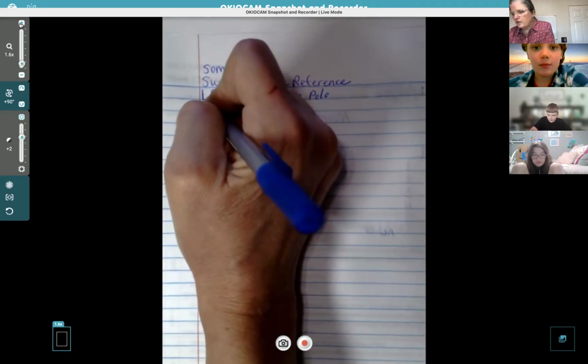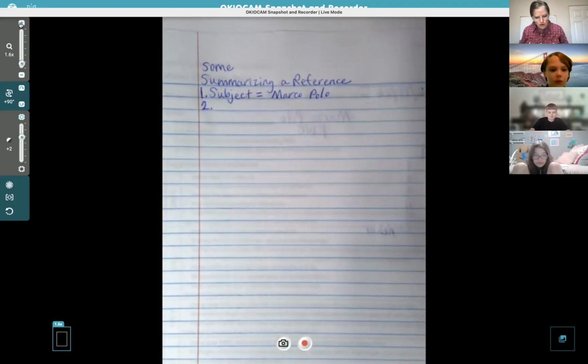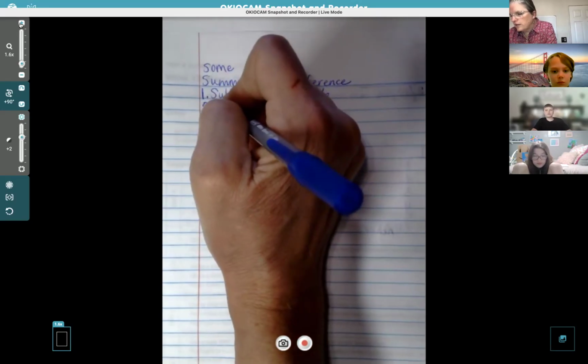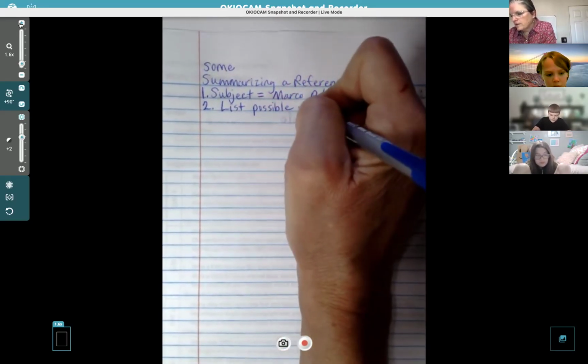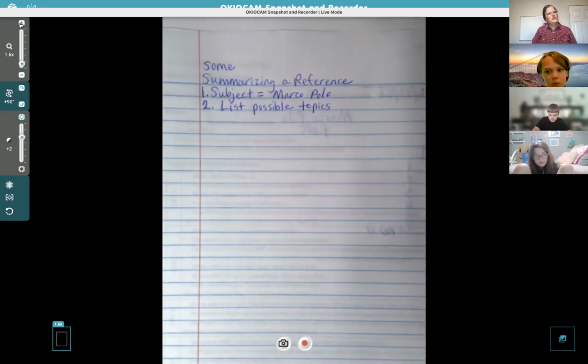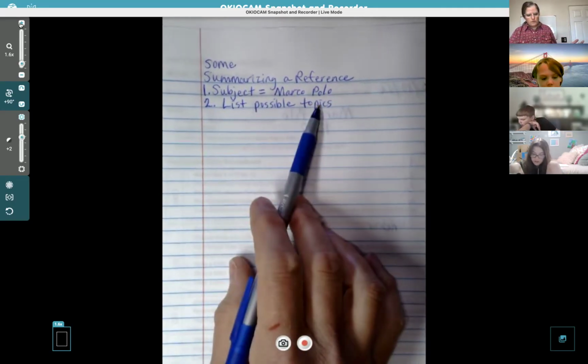Number 2, after you know what your subject is, we have to figure out the possible topics. So we're going to list possible topics. And the way we do that is like we did with Antarctica. We're going to read this long article today, and we're going to take notes on the side. Remember how we did that? We took notes on the side, like the ice in Antarctica, the weather, the plants and animals, and the people. We're going to do that with Marco Polo. It's going to be different topics, but we're going to figure out what these paragraphs are about. That becomes our list of possible topics.